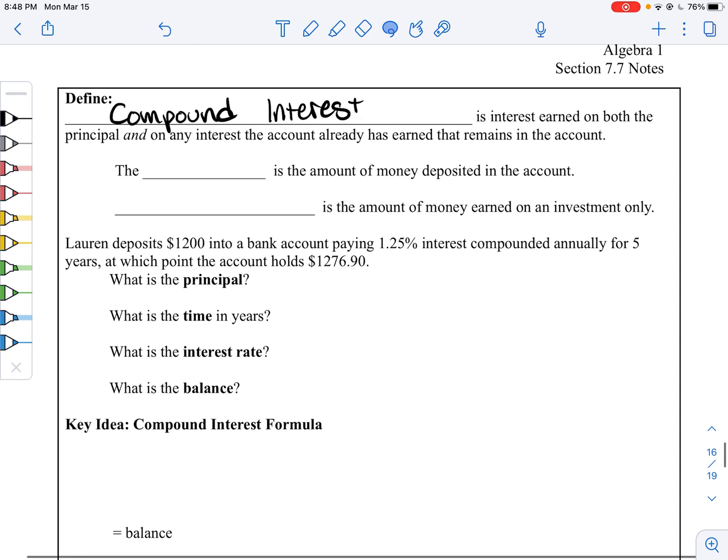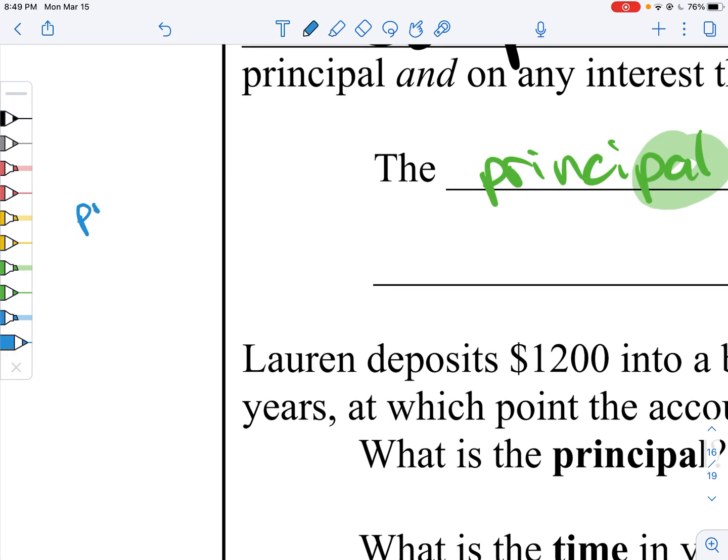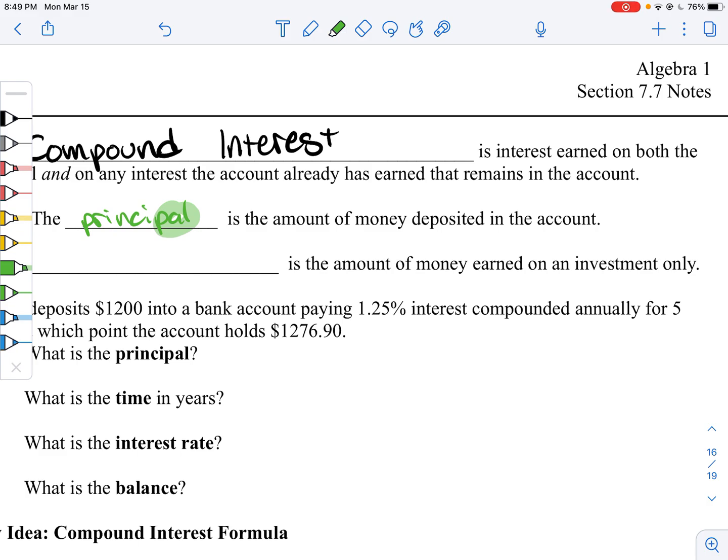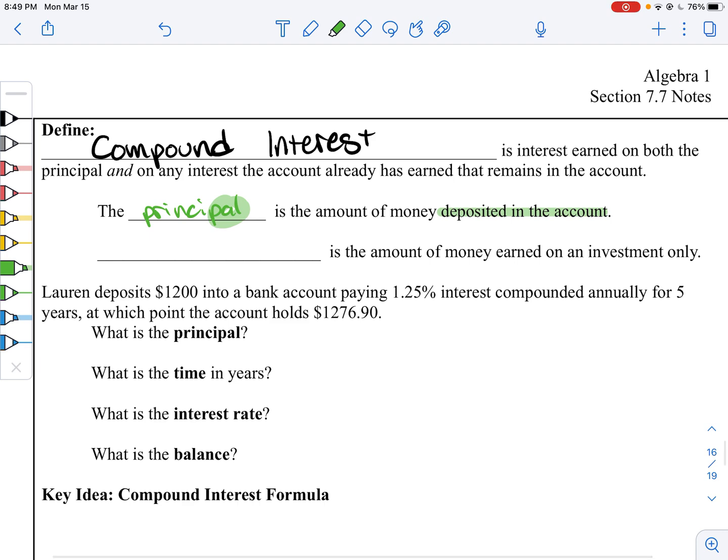But anyway, it's the initial amount we call the principal, with a PAL. Principal with a PLE is an idea. Fun fact, that's not what we're talking about right here. The amount of money deposited in the account, that's how much you have at first. And then simple interest, which is what we're not talking about here. Simple interest is what happens when you only earn money on the principal itself. Here we're earning money on the interest as well.